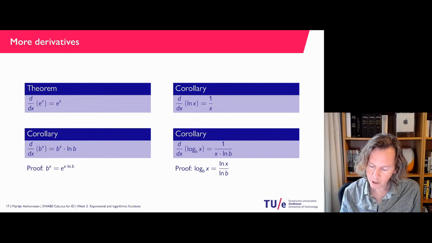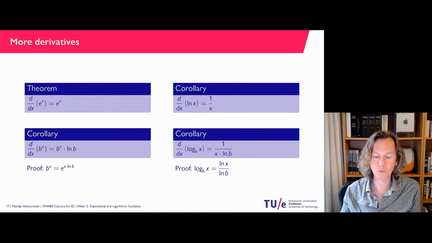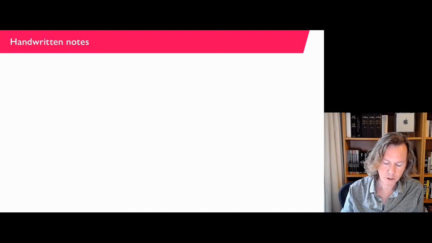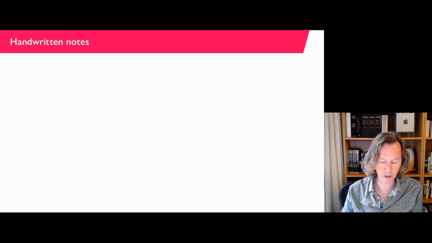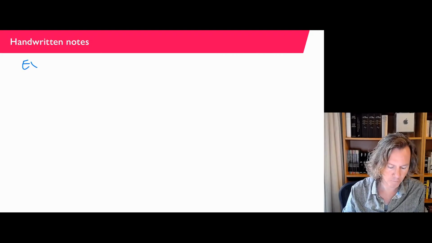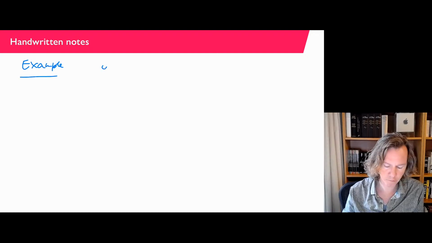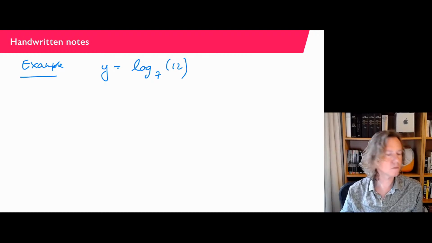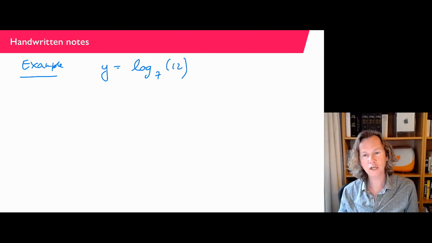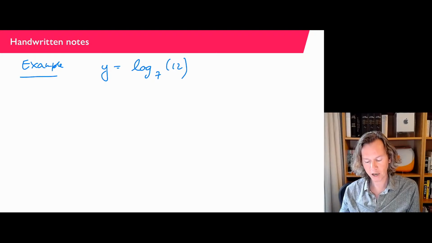Let me include here one example of this rewriting process. So we have just seen that you can rewrite any logarithm in terms of the ln, and I have one more example. So say that we want to rewrite this thing in terms of the ln. So we have base 7 and we would like to write 12 there.